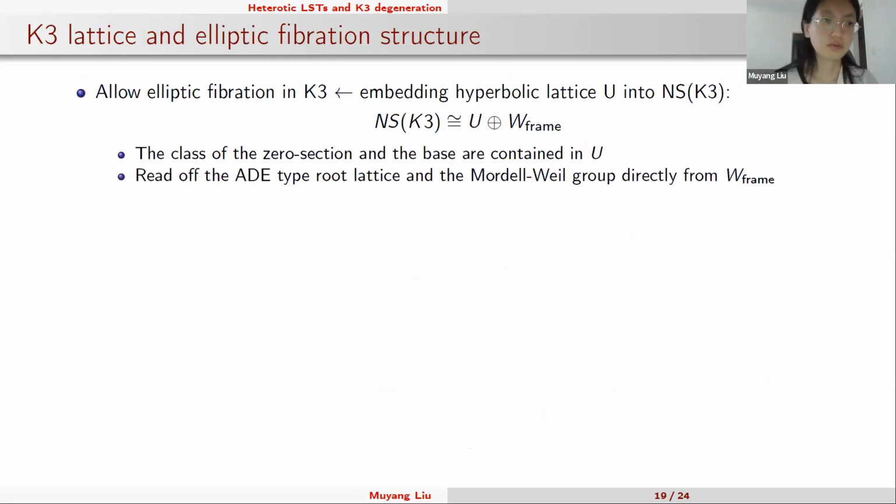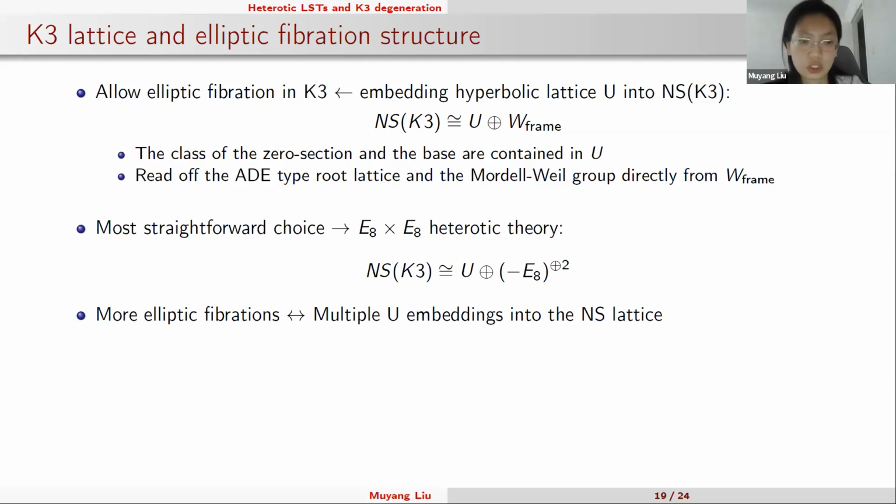If we wish to study the elliptic fibrations in K3 using lattice techniques, this is nothing but embedding the hyperbolic lattice U into the Néron-Severi lattice, such that the first part of the information of the fibration, namely the zero section and the base, is contained in the hyperbolic lattice U, and the rest, the so-called frame lattice, will record information of the ADE-type root lattice as well as the Mordell-Weil group information. That is just to say the non-abelian and abelian parts of the series are encoded naturally in the frame lattice.